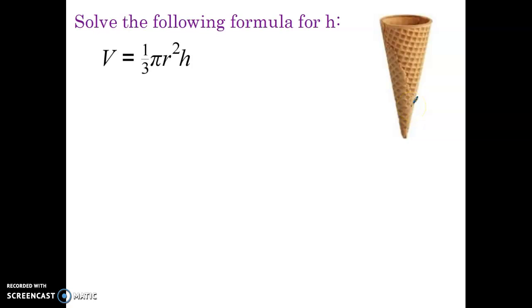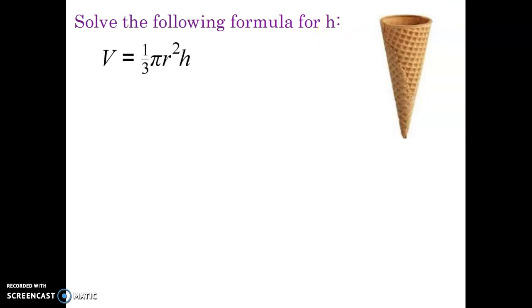But suppose you have a different sort of problem. You know how much you want to go inside, and you know what the radius is you have to have. You want to know how long to make the cone. How high should it be? So we're solving in this case for h. Okay, let's see what we can do here.